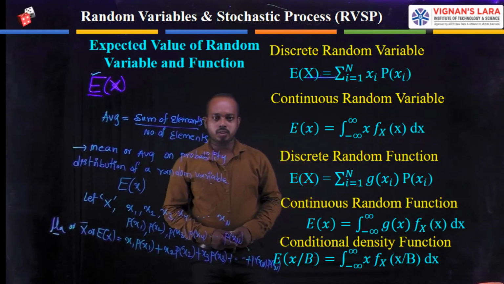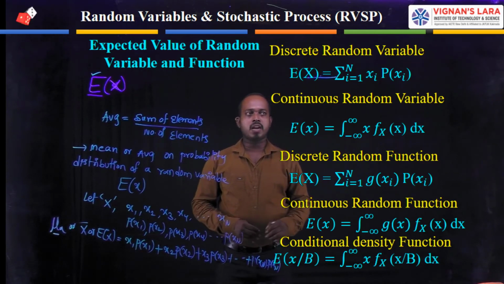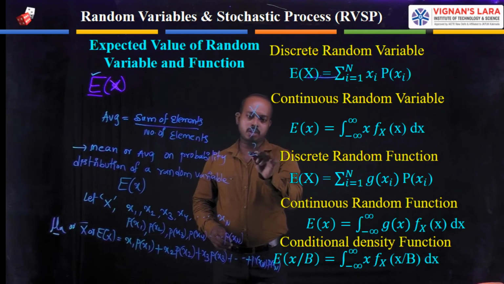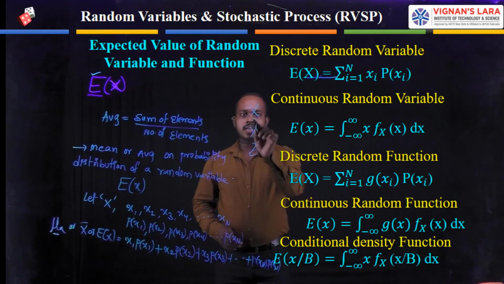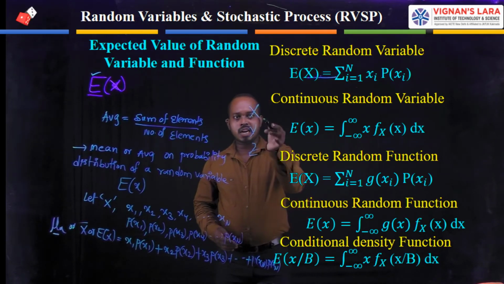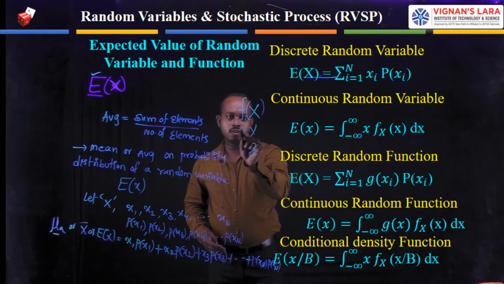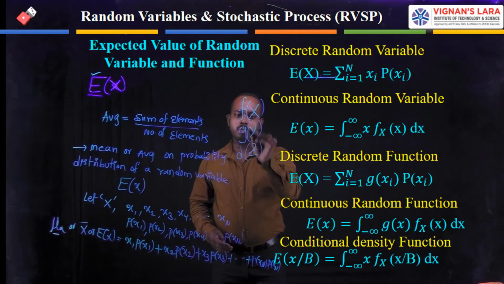Coming to the random function. Up to now we have seen the random variable. A random variable means you can represent it as capital X or capital Y or capital Z. These are random variables and they have the expectation value like this. Suppose the random variable is represented in terms of a function, how do we find the expectation value?